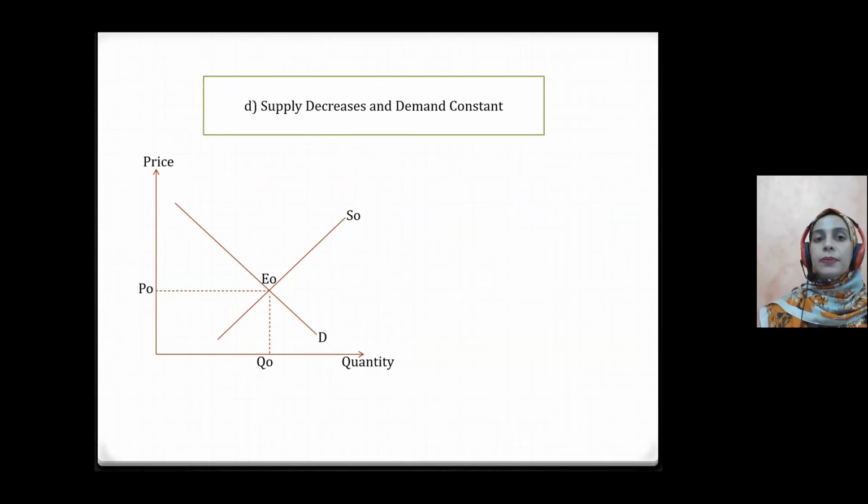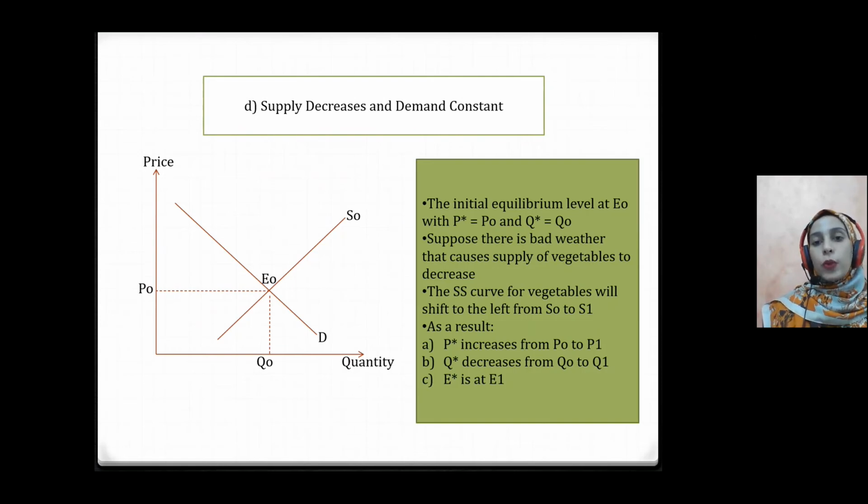So this is the example of supply decreases and demand constant. Suppose there is bad weather, so it will cause the supply of vegetables to decrease. So the supply curve will shift to the left from S0 to S1. So there will be new equilibrium position. So the equilibrium price will increase from P0 to P1. Equilibrium quantity will decrease from Q0 to Q1. And E1 is the new equilibrium point.